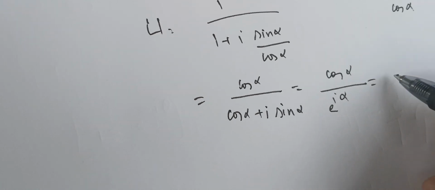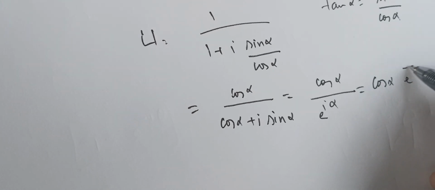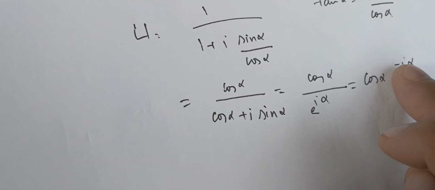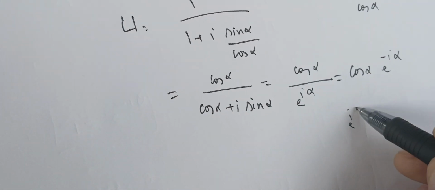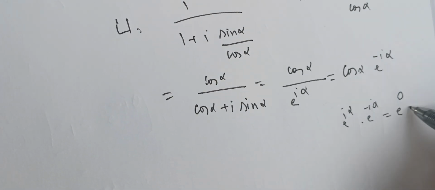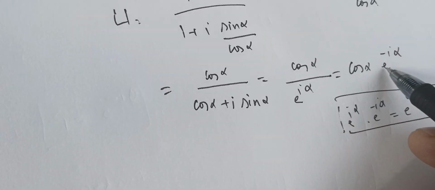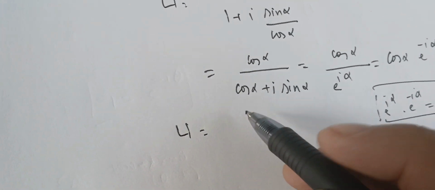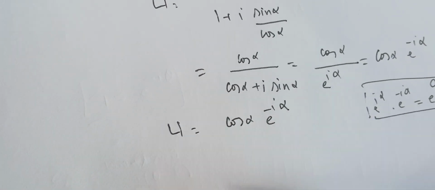If we multiply by the conjugate, which is e to minus i alpha, we get cosine alpha e to minus i alpha. Here we have e^(i alpha) times e^(-i alpha), which is e to 0, which is 1. This is just for those who don't see the result here. So now I have u as cosine alpha e to minus i alpha.